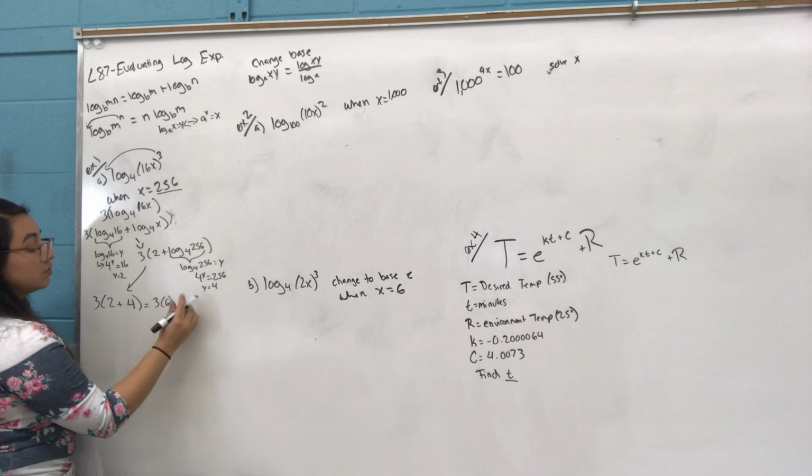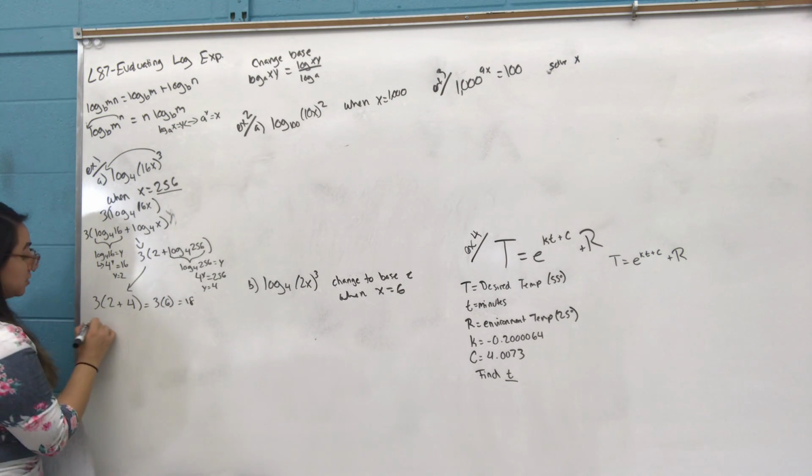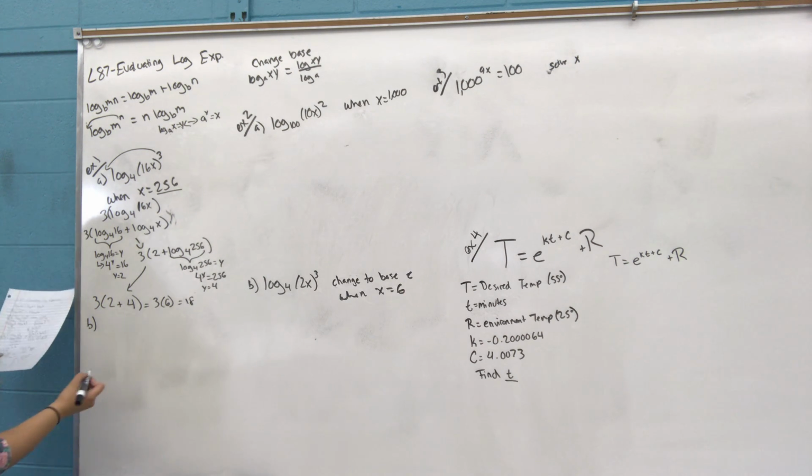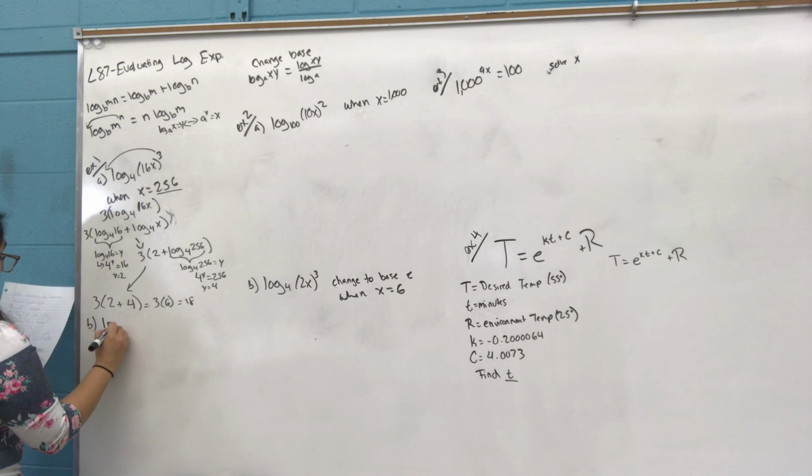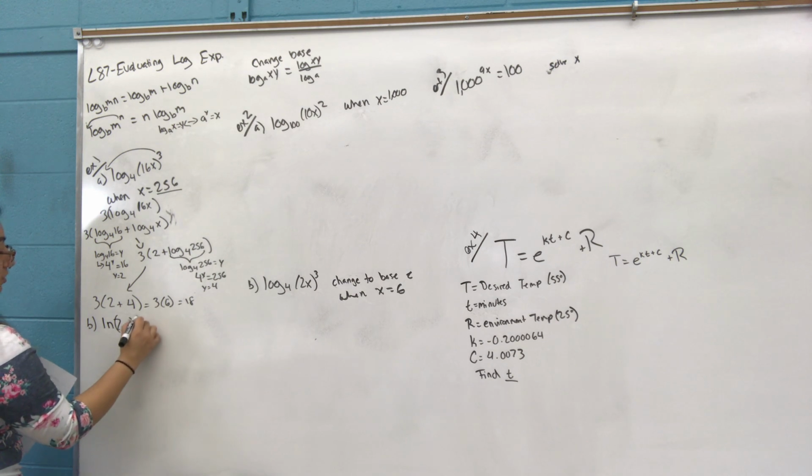Okay. So then your answer would be 18 from this point. Let's do another one, B. Now we're dealing with natural log. So natural log of 7e squared.